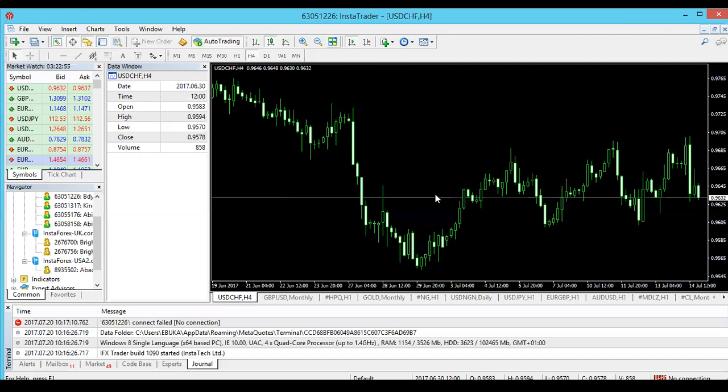So this is the most effective strategy of forex traders. It is applicable in all the instruments. Don't buy a currency when it's too high, and don't sell a currency when it's too low.